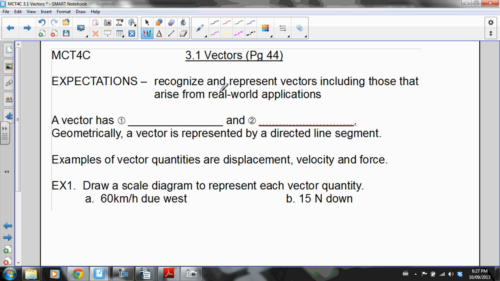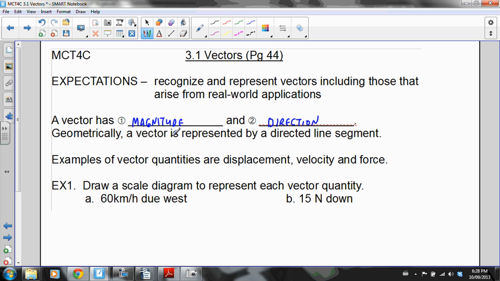A vector. Recognize and represent vectors, including those that arise from real-world applications. So this idea is a vector is a new math thing, and we use them in certain situations. A vector has two things that are true about it. Every vector has a magnitude and a direction. We just talked about directions. So magnitude means a size. Numbers have size. 5 is bigger than 4. Just like vectors, some are longer or shorter.